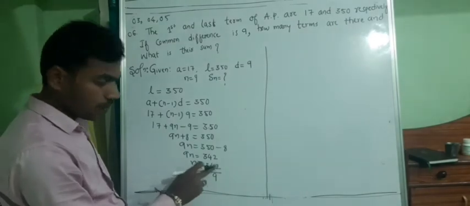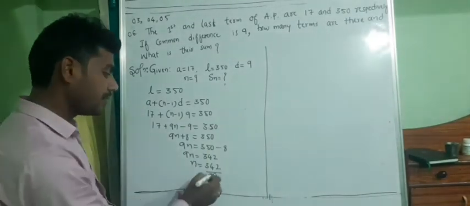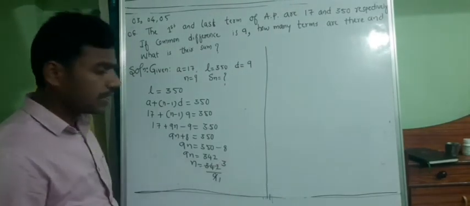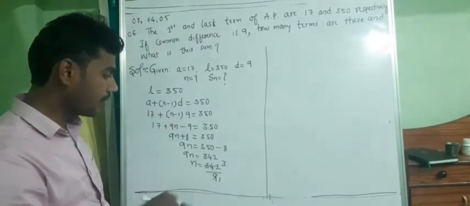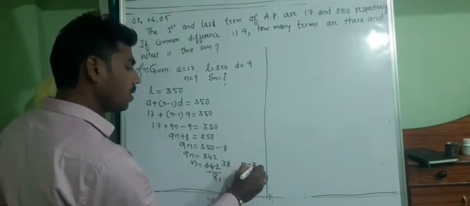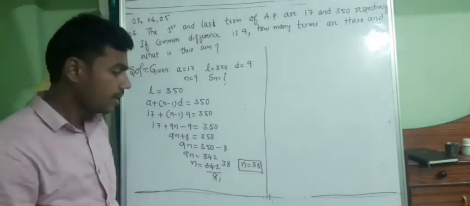3 plus 4 is 7, 7 plus 2 is 9, so it is a multiple of 9 and can be divided by 9. 9 1s are 9, 9 3s are 27. 34 minus 27 is 7, 72. 9 8s are 72. N is equal to 38. So the total number of terms is 38.